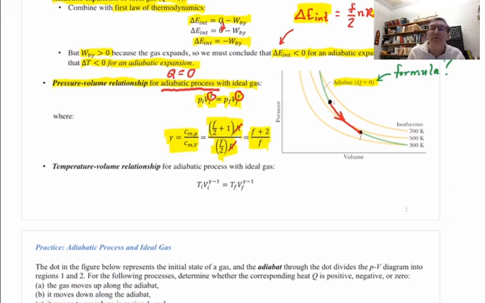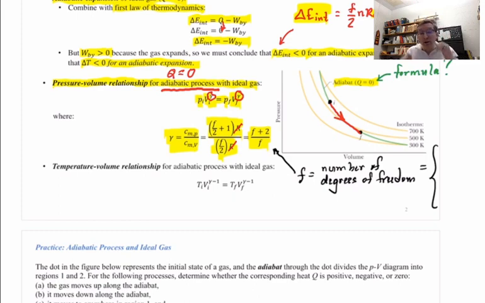Remember, F is the number of degrees of freedom that the molecules of gas have. So, for example, if you have a monatomic gas, like helium, then the only degrees of freedom are translating through space, and space is three-dimensional, so F equals 3, if it's monatomic, I just abbreviated there.